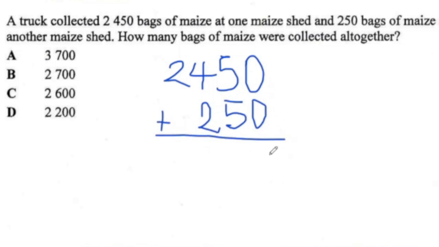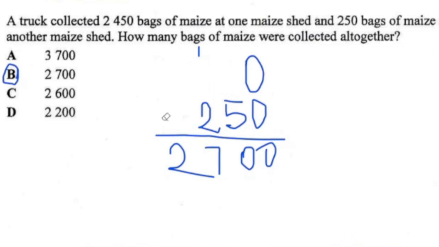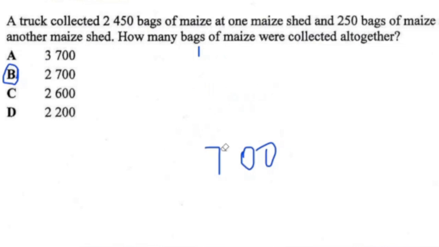So it says 0 plus 0 will give us 0, then 5 plus 5 will give us 10. We write 0, we carry 1. Okay, 1 plus 4, 5, plus 2 is 7. Then 2 plus 0, that is 2. So where is 2,700? It's here on B. That's the correct answer, 2,700. Okay. We can go to the next question, please.